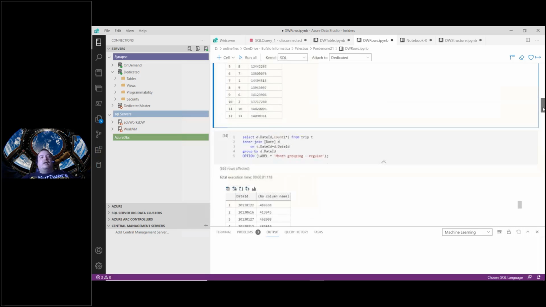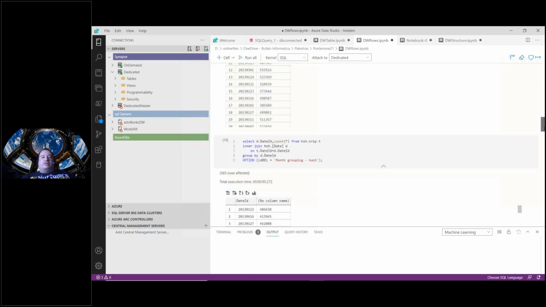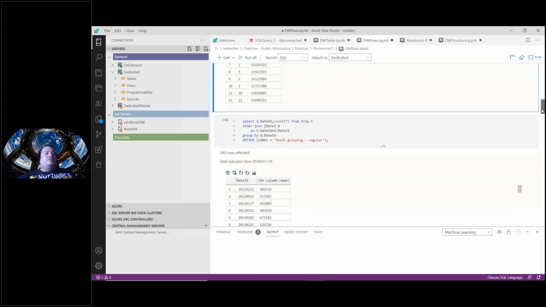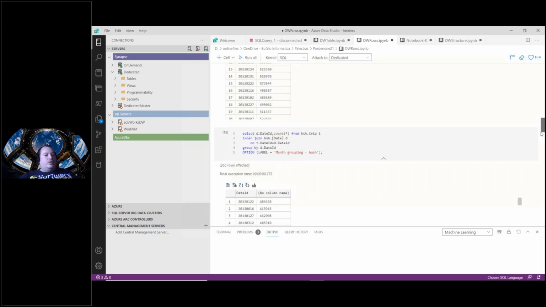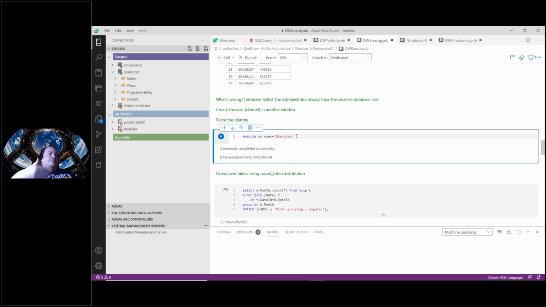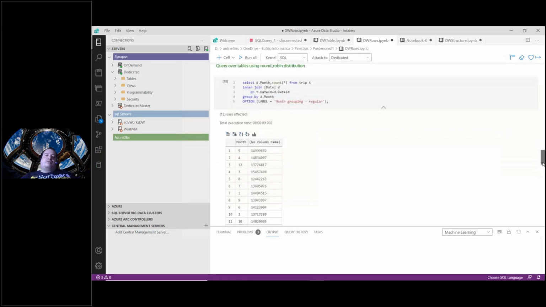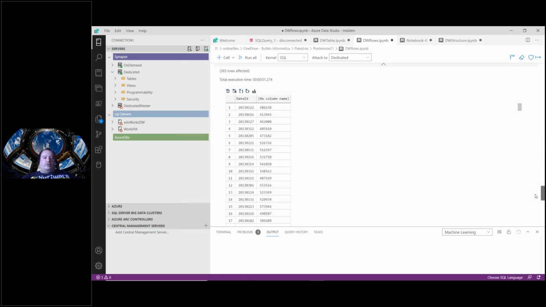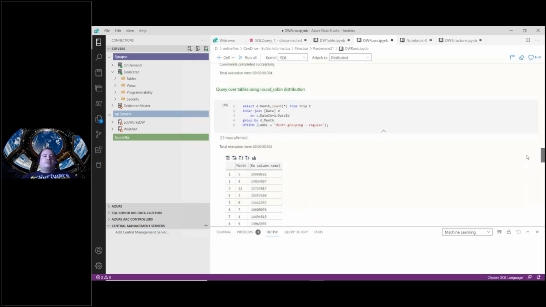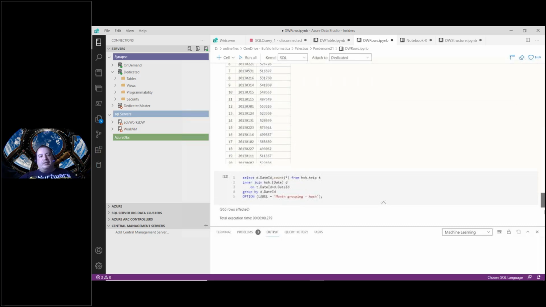And summarizing, even so, I have a very good time here. I'm still executing as administrator. I would need to create users and execute as users with a higher resource class to get better performance.